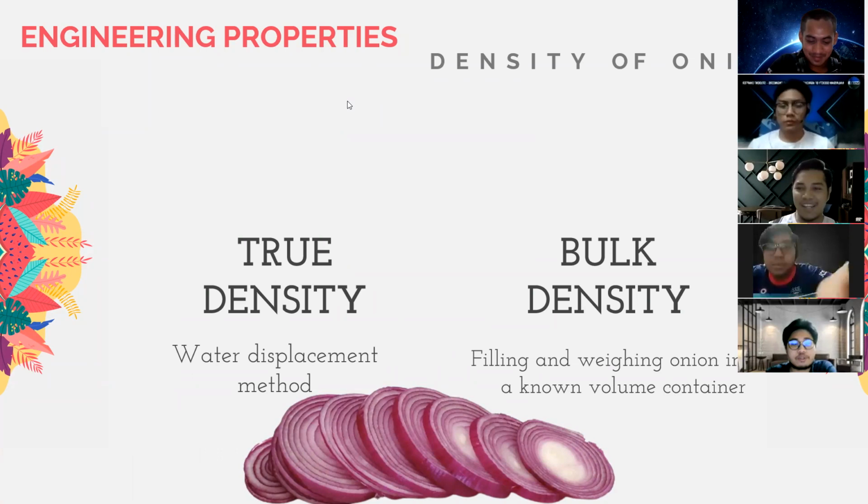Another physical property of the onions is the density, of course, because for the machine, we have to pour water into it. So we have to know its density to avoid the water damaging the onions or submerging them because of too much water due to density miscalculation. First, the true density, which is measured by the water displacement method, and the bulk density, by filling and weighing onions in known-volume containers. So that's all.